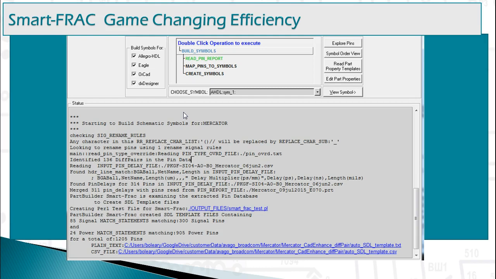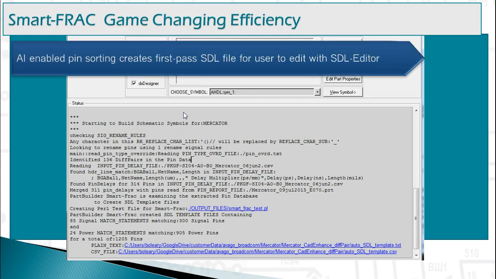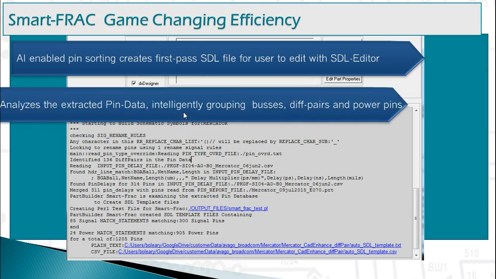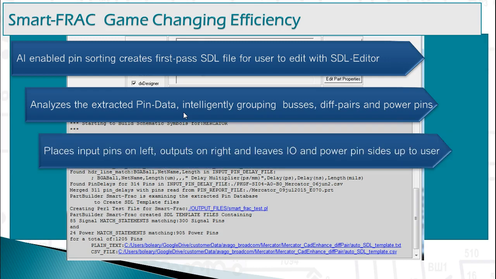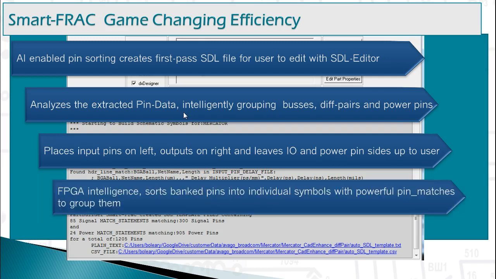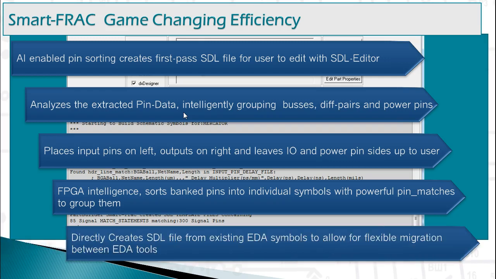Let's talk about SmartFrac. SmartFrac is an AI-enabled pin sorting function that creates the first pass SDL file for the user to edit with the SDL editor. It analyzes the extracted pin data, intelligently grouping buses, diff pairs, and power pins. It places inputs on the left, outputs on the right, and leaves I/O and power pin sides up to the user. It has FPGA intelligence, and it sorts bank pins into individual symbols with powerful pin matches to group them, providing a first-pass FPGA SDL that is unparalleled. It directly creates an SDL file from existing EDA symbols to allow for flexible migration between EDA tools.